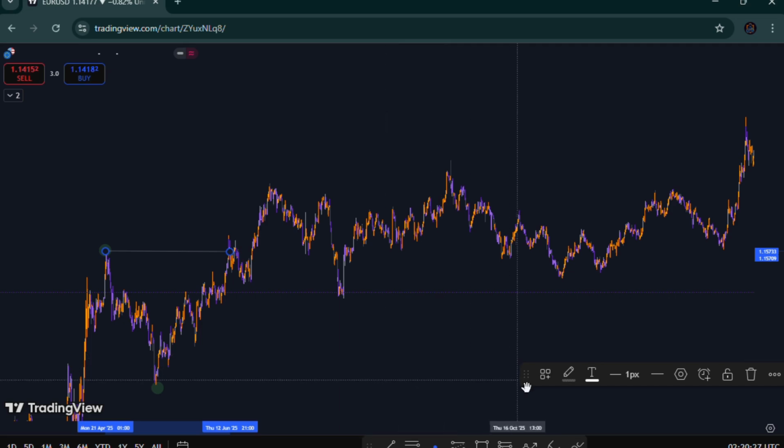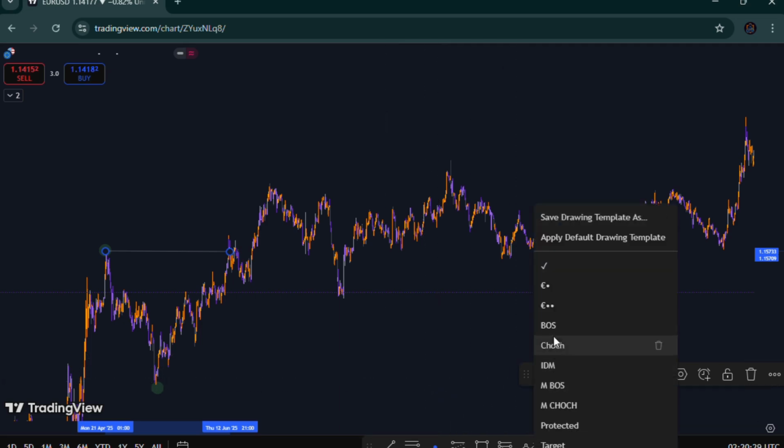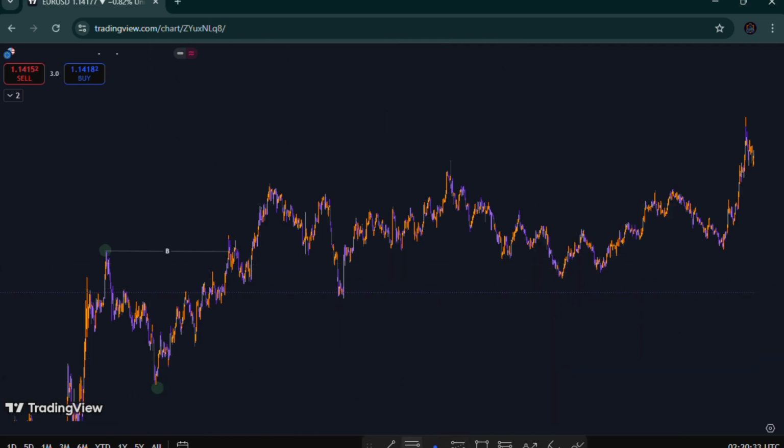This is now a break of structure. Once we had this break of structure, we had a pullback at this level, might be small, but it's still valid, and price gave this new high here. This is our recent swing low and our recent swing high in this current price action.